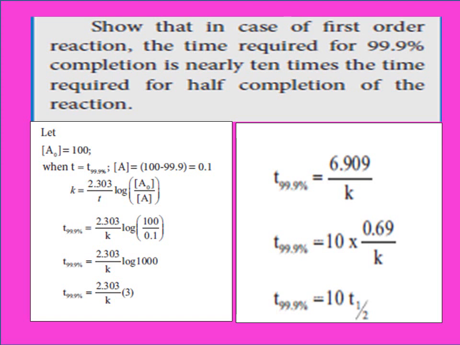You know 0.1 is nothing but 10 power minus 1. Take 10 power minus 1 up, you will have 10 power plus 1, multiply it with 100, you will have 1000. So 2.303 by k log 1000 will be log 10 to the power 3. You bring 3 to the other side, you will have 2.303 by k into 3. If you multiply, you will have 6.909 by k. You can simplify it as 10 into 0.69 equals 6.909. So 10 into 0.69 by k, you know already 0.69 by k is nothing but t half. So t 99.9 is equal to 10 times t half.